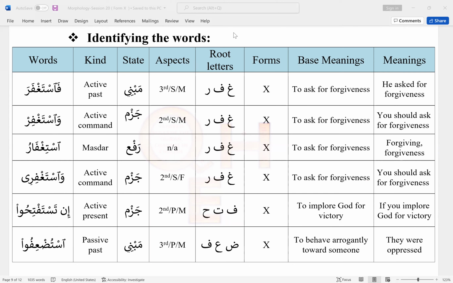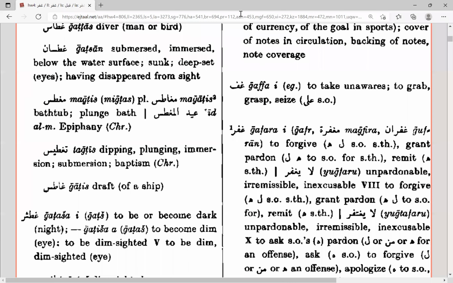Now I would like to go very quickly in the dictionary, inshallah, just to show you how to find the meaning, which we have shown before for other forms. So we have already plugged in ghain, fa, ra. The first meanings are always corresponding to form 1, mujarrad. But we are not looking for mujarrad. We are looking for Roman letter 10. So if you come here, the meaning is to ask someone's pardon, ask someone to forgive. That's why we chose the meaning to ask for forgiveness. Going back to our document.